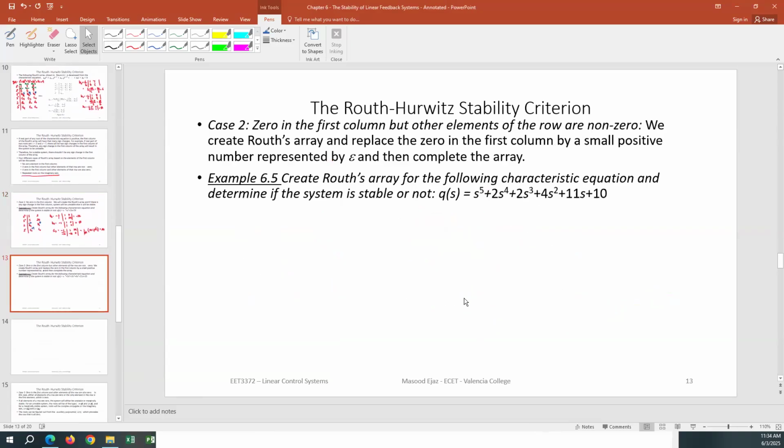There is a 0 in the first column, but other elements of the row are non-zero. We create the Routh array and replace the 0 in the first column by a small positive number represented by epsilon, and then complete the array. And then we determine if the system is stable or unstable. So let's look at this example.